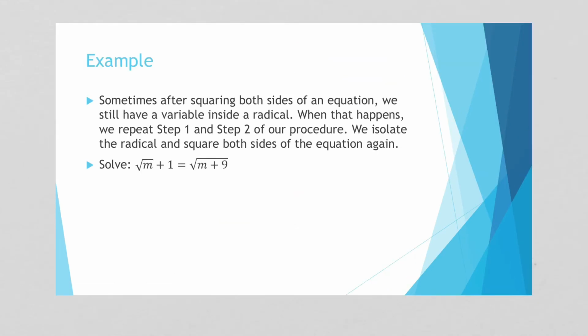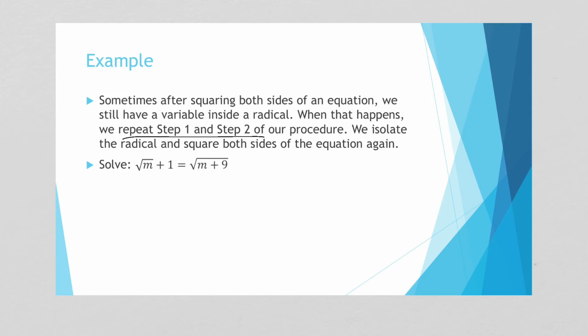All right, so sometimes after you square both sides, you still end up with a radical, and that's okay. You have to keep repeating step 1 and 2 until you get rid of it, okay? And I'm going to show you why. So for this problem right here, there's no way to isolate the radicals by themselves, okay? Even if I were to move this square root of m over here, it actually creates an even bigger mess for the radicals. So let's not do that.